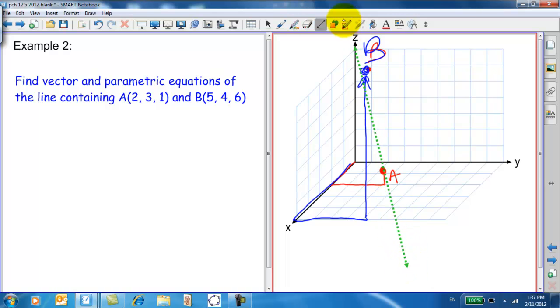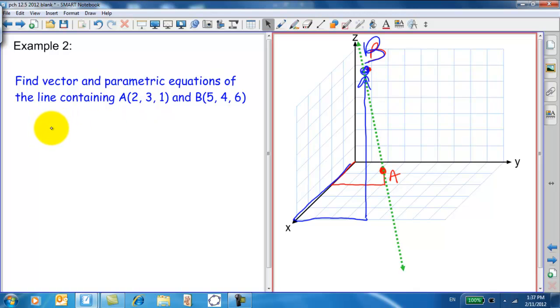Now it's very hard to see and get a grasp on this in 3 dimensions. But there you have it. There's the line going through those 2 points in 3 space. The diagram will not be necessary on doing these things. I just wanted to give you an idea.